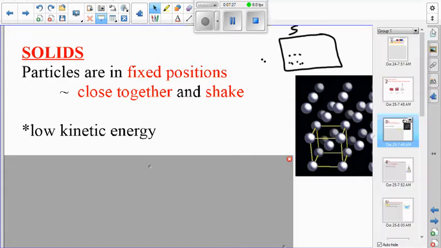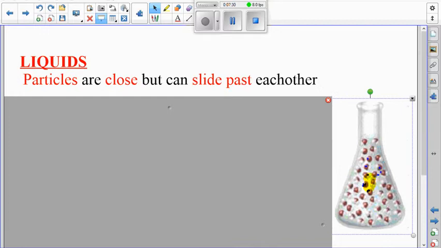Now, if I start talking about liquids, liquids are pretty close, like solid particles, but they can kind of slide past each other a little bit. So liquids are sort of like when the bell rings and you go out into the hallways. There's a lot of people there, but it's not like Gozer runs into a person, runs into another person, oh, sorry, Stacy. It's not like he's constantly running into people, he's just sort of sliding past them. They're close together, but they're just sliding past each other. Does that make sense? So that's what the particles are doing in a liquid.